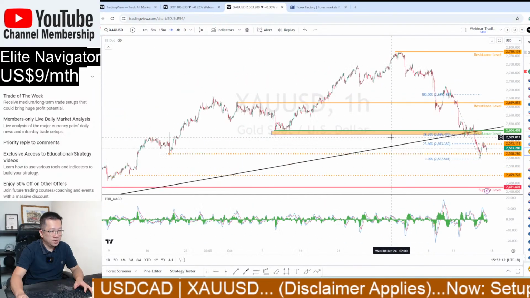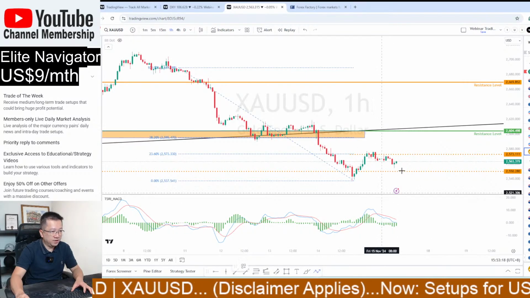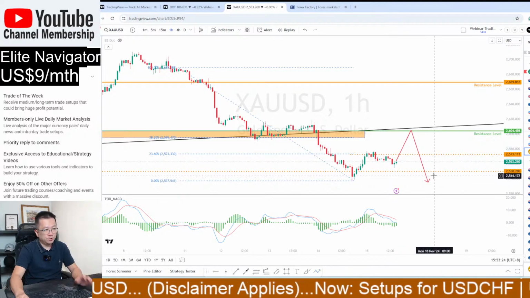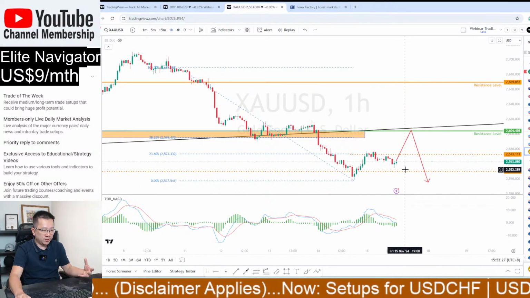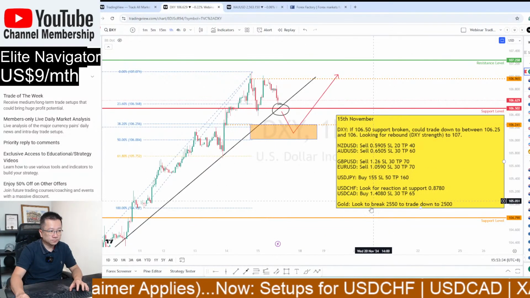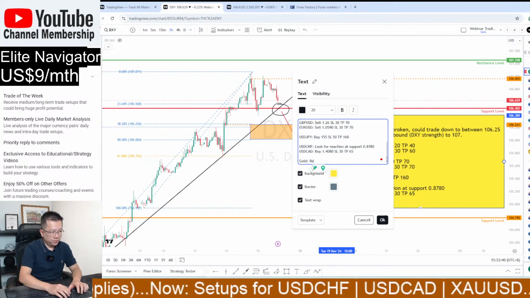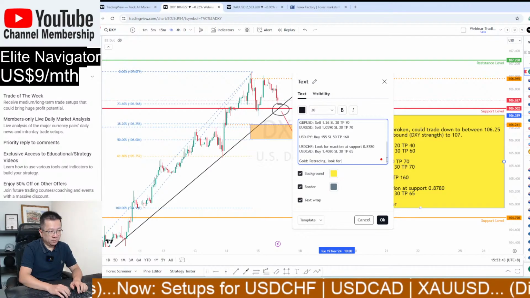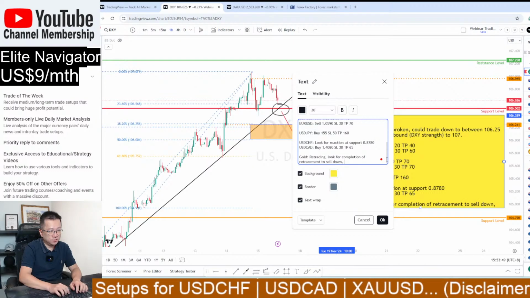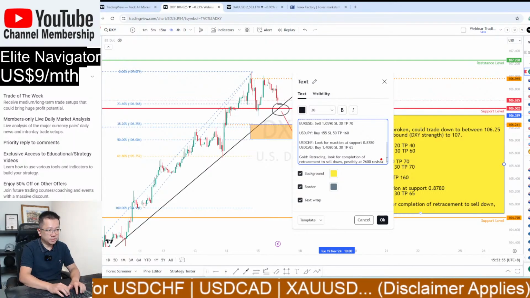I'm not looking to buy gold back up. If it retraces, I'll be looking for that push back down. So let it retrace. Look for selling opportunities, possibly at that 2600 level. All right, so gold, retracing. Look for completion of retracement to sell down, possibly at 2600 resistance level.